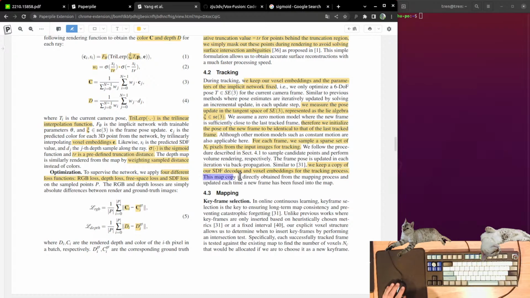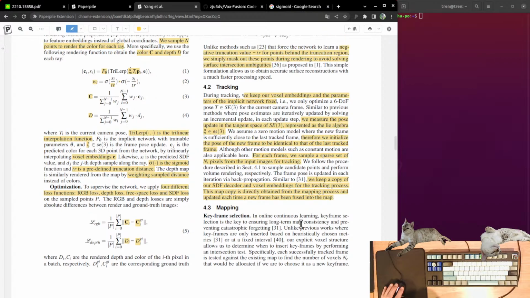Okay, so the map copy is directly obtained from the mapping process and updated each time a new frame has been fused into the map. So every time we get a new frame, we update the map. And here they're going to tell you how often they do that. Right? Is it a fixed interval or some kind of metric?